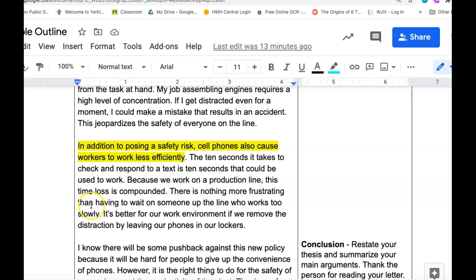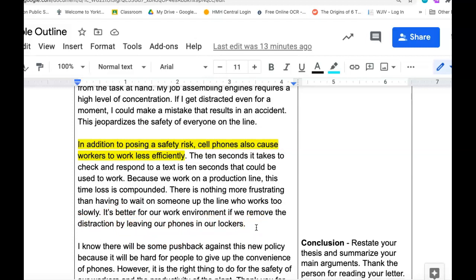There is nothing more frustrating than having to wait on someone up the line who works too slowly. It's better for our work environment if we remove the distraction by leaving our phones in our lockers. So you'll notice there are only 2 body paragraphs rather than 3.